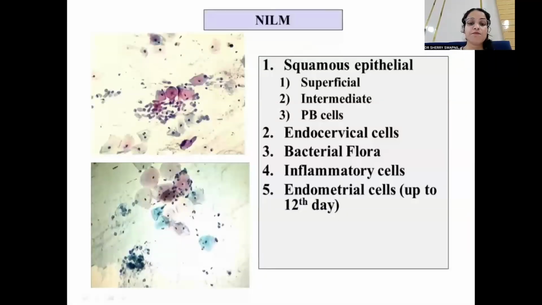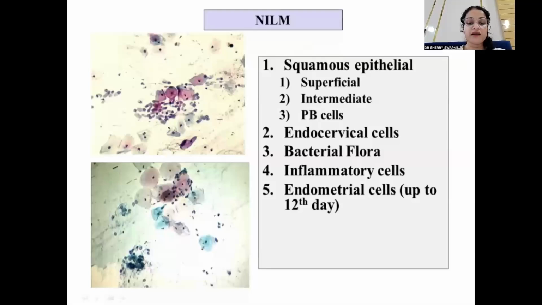So these are the basic cells. I just want to show you how the normal cells look, so that we'll be able to differentiate them from the atypical cells and their mimics. If we go to squamous epithelial cells, we generally see four types: superficial, intermediate, parabasal, and basal. These depend on age as well as hormone related changes. Second, we'll be seeing endocervical cells, that is, as I have told you, columnar cells from the endocervix.